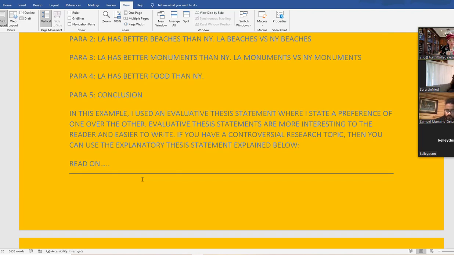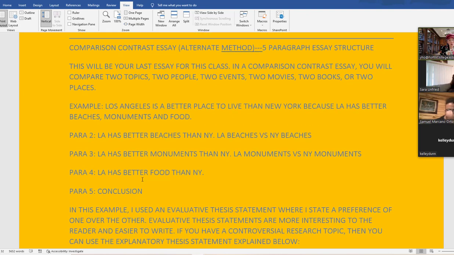And for this, we use simple subjects like New York versus Los Angeles, movies versus books, childhood versus adulthood, dogs versus cats. All of these are very simple subjects. Therefore, you cannot just write an essay where you say dogs are different from cats because dogs bark but cats have a meow. The reason is that everybody knows that dogs bark, and everybody knows that cats meow.